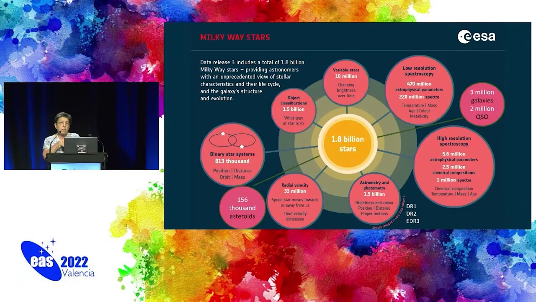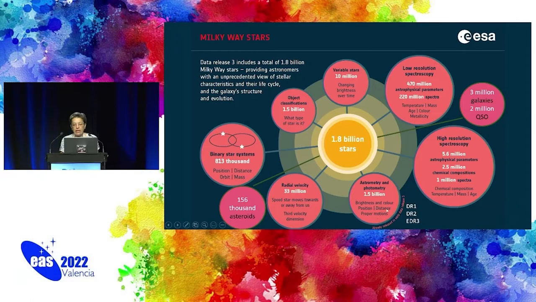So this is what makes the whole DR3 of Gaia, the data release 3, so wonderful. If you see the cursor, in this lower bullet here, we have the astrometry and the photometry for 1.5 billion sources. This was already in year 1, year 2, and early year 3. This is something that most of you know and have been using already.